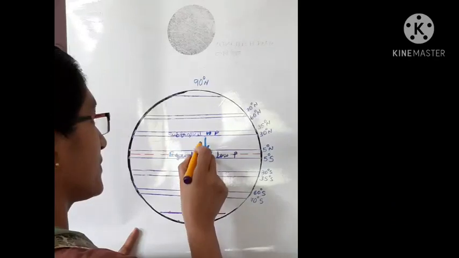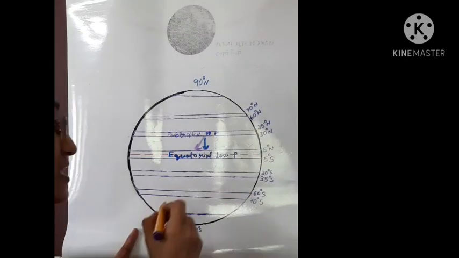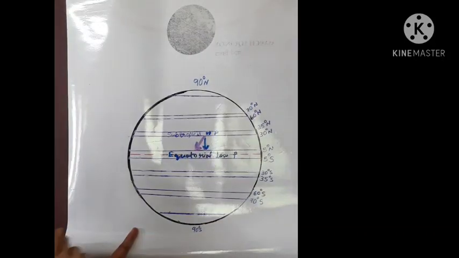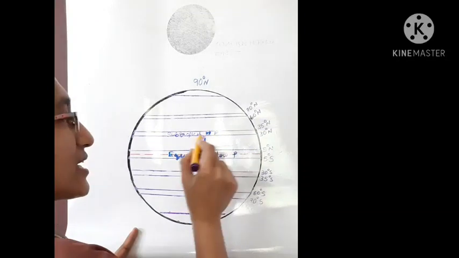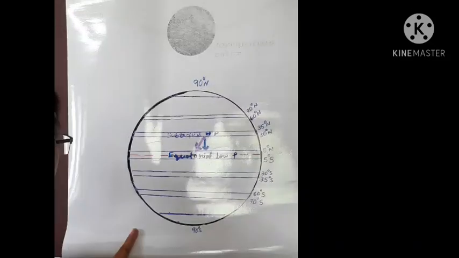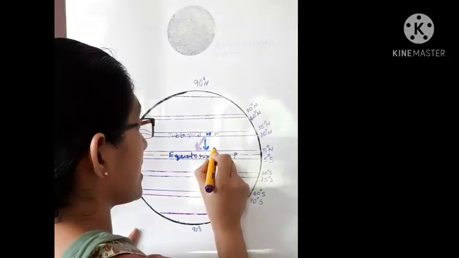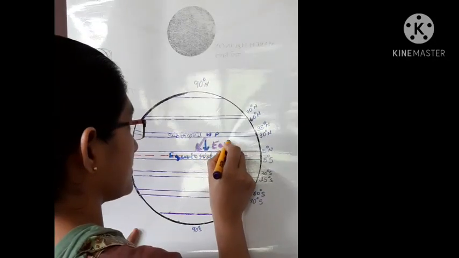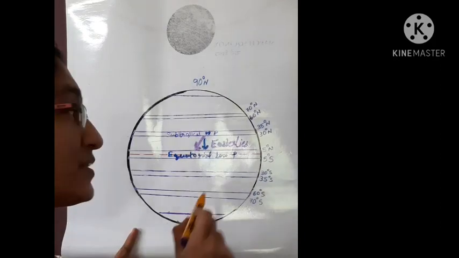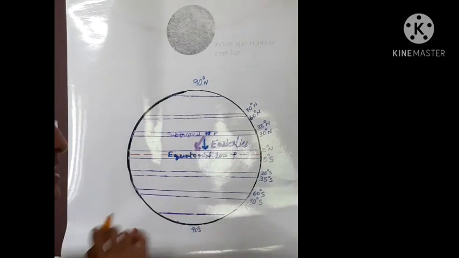Winds are always named after their origin. So here the winds are named easterlies because they are coming from the east. The general direction is northeast to southwest. Since they are moving from the east direction, they are named easterlies. These easterlies move from northeast to southwest.